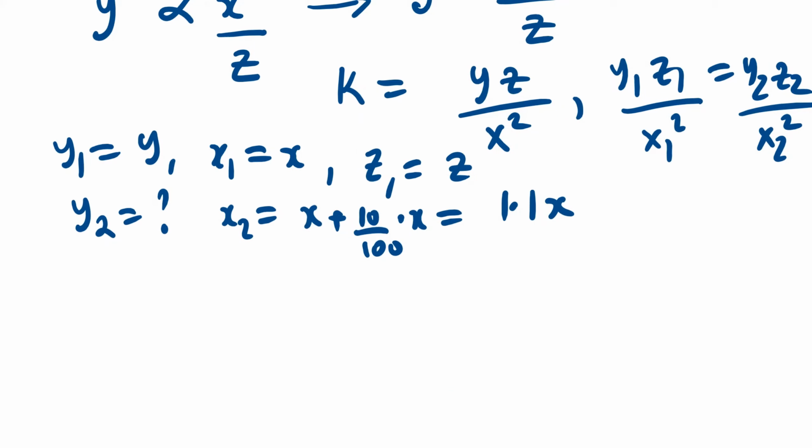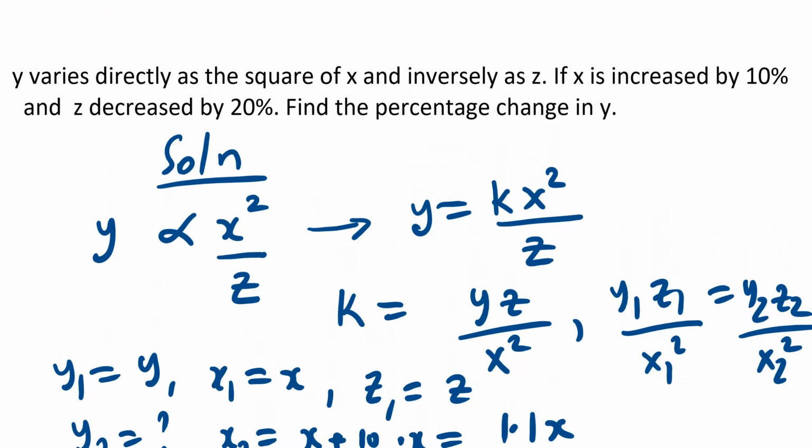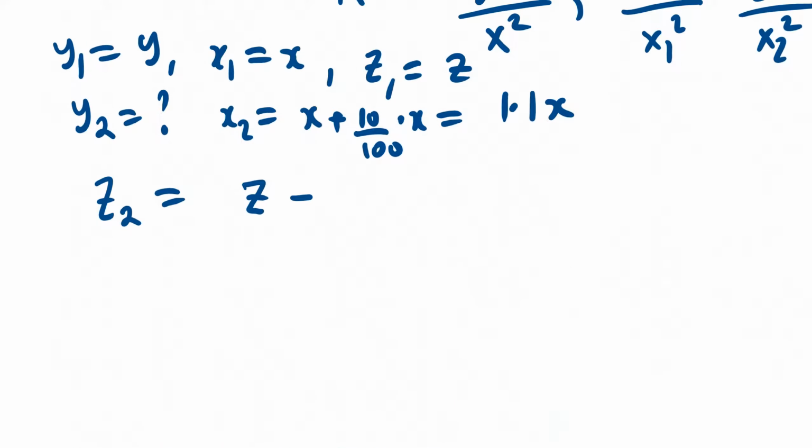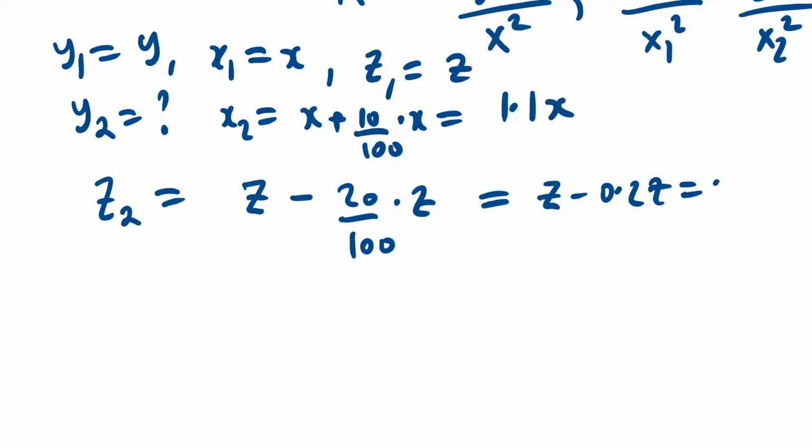And what about z2? z2 will be z minus 20 over 100 times z, because it was decreased by 20%. The result is going to be z minus 0.2z. You have 0.8z.